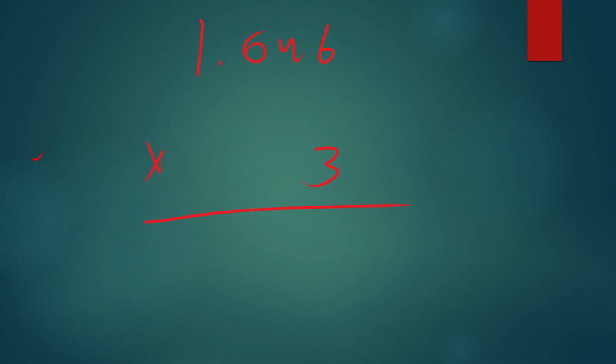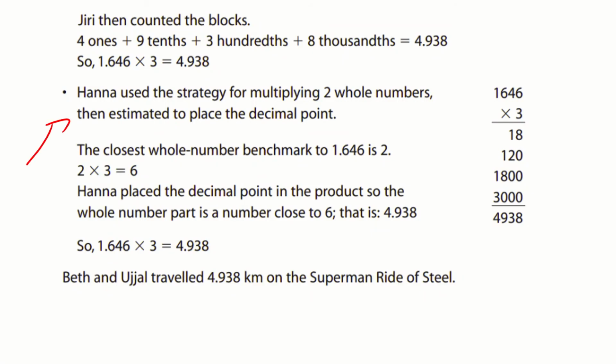The second strategy is Hannah's. Hannah used the strategy for multiplying 2 whole numbers, and she did it a bit bizarrely here, but we will do it. What she did was 1,646 times 3. First, 3 times 6 is 18. Then she added a 0 and did 3 times 4 is 120. Then she added 2 zeros and did 3 times 6 is 18. And then she added 3 zeros and did 3 times 1, which is 3. Then she added these all together and got the number 4,938.